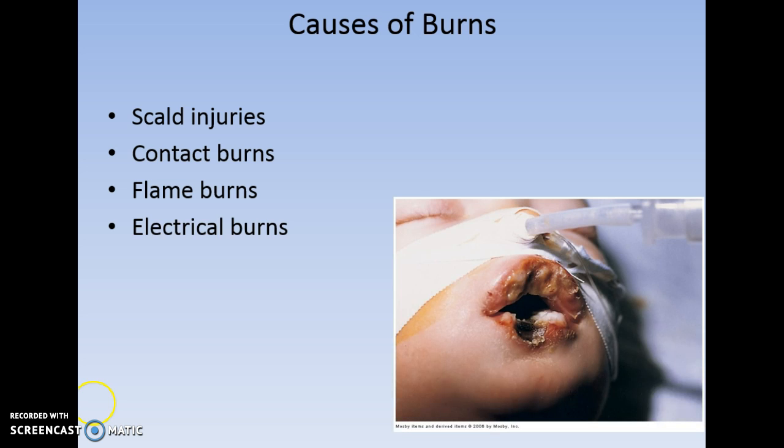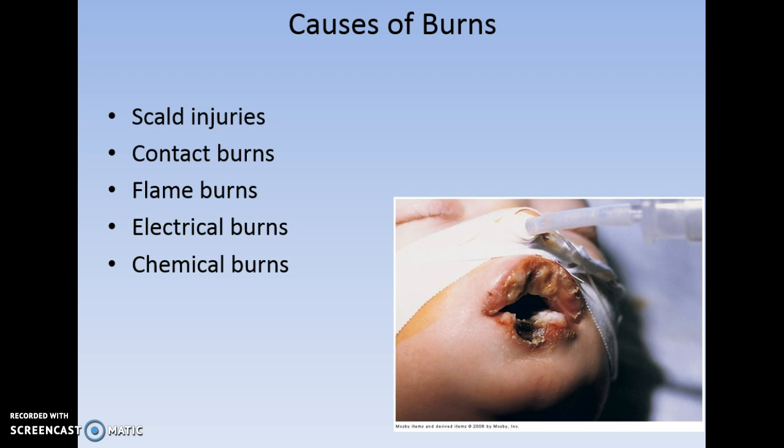And here you see a small child, a toddler, who has placed an electrical cord into his or her mouth, and you can see the very severe burn right at the lips. This child is obviously in critical care at this point. You can also have chemical burns. As I mentioned before, some of these different types of burns can overlap with each other.